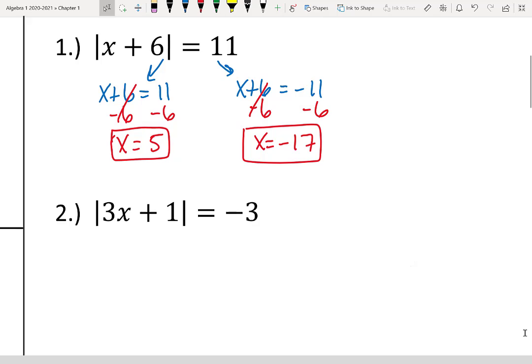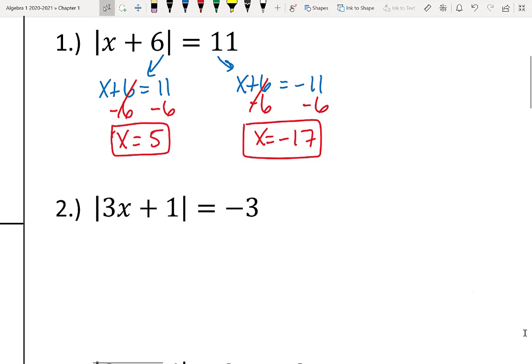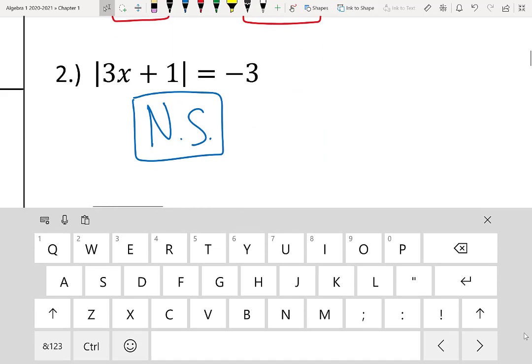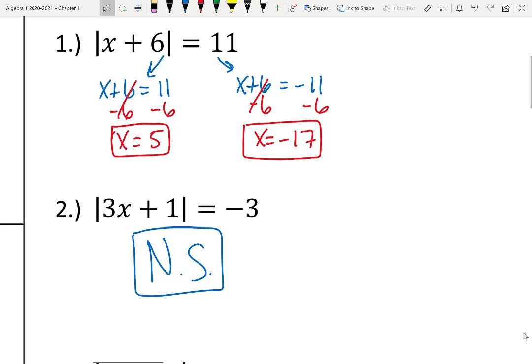Number 2 looks pretty similar. I would split this absolute value off and set it equal to -3 and +3 if I was doing that opposites rule. But here with absolute value you have to pay attention. My absolute value is set equal to a negative number, which we already talked about is not possible. So if you see something like this where your absolute value is set equal to a negative, you get to skip the problem completely as long as you can remember that it's no solution. You just write that NS there to get no solution.